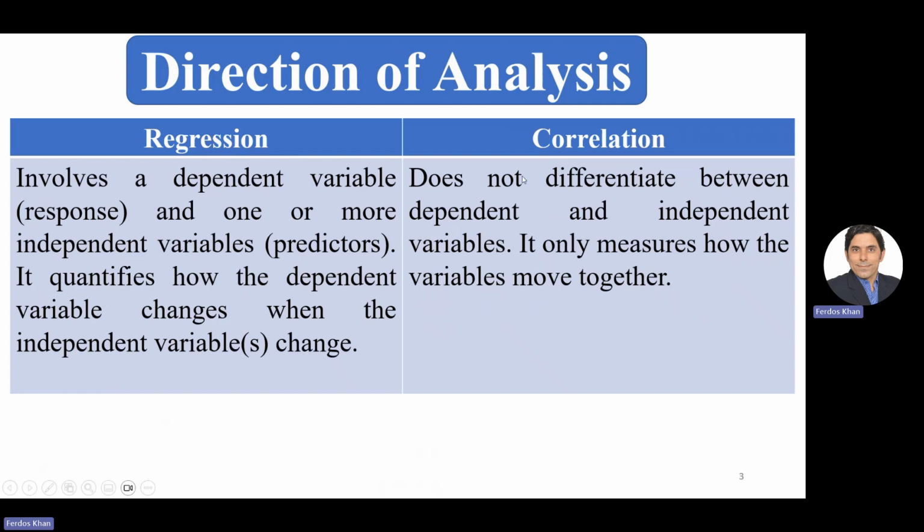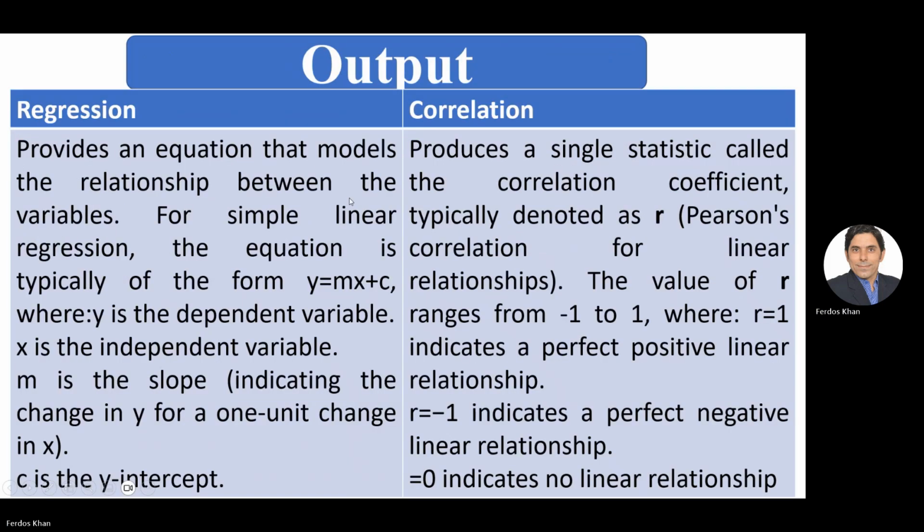On the other hand, correlation does not differentiate between dependent and independent variables. It only measures how the variables move together. So there is no concept of independent and dependent variable in correlation analysis. It just calculates the correlation coefficient and shows how strongly they are correlated and in which direction they are moving. So this is another difference between these two concepts.